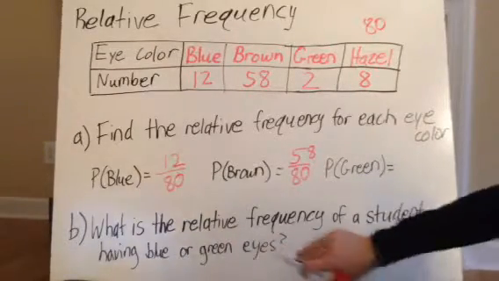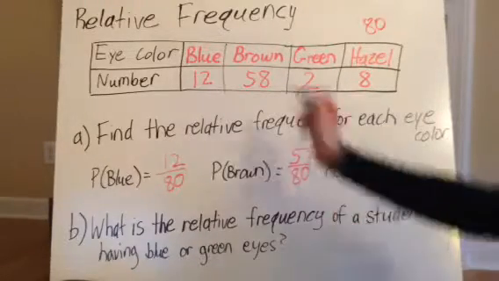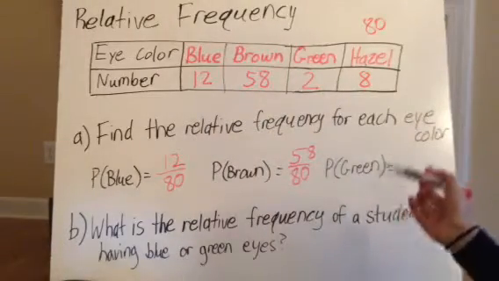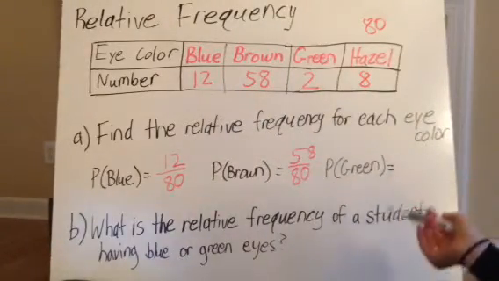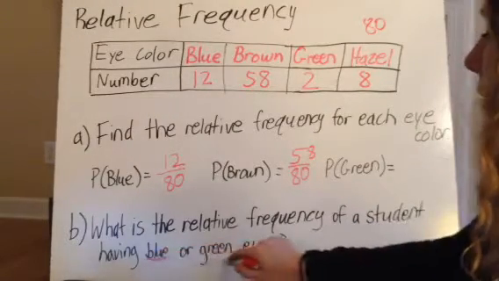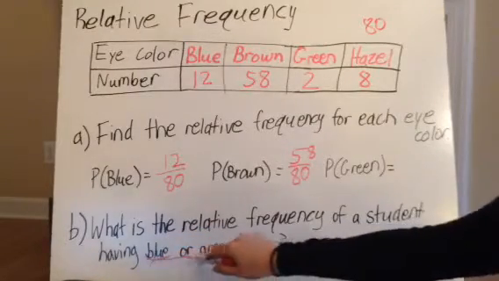Now part B. What is the relative frequency of a student having blue or green eyes? All that's asking is, based on this experiment done in the table, how many times were students answering yes that they had green or blue eyes? So we need to look at the blue section and the green section. So we just want to have one probability for the total of these.